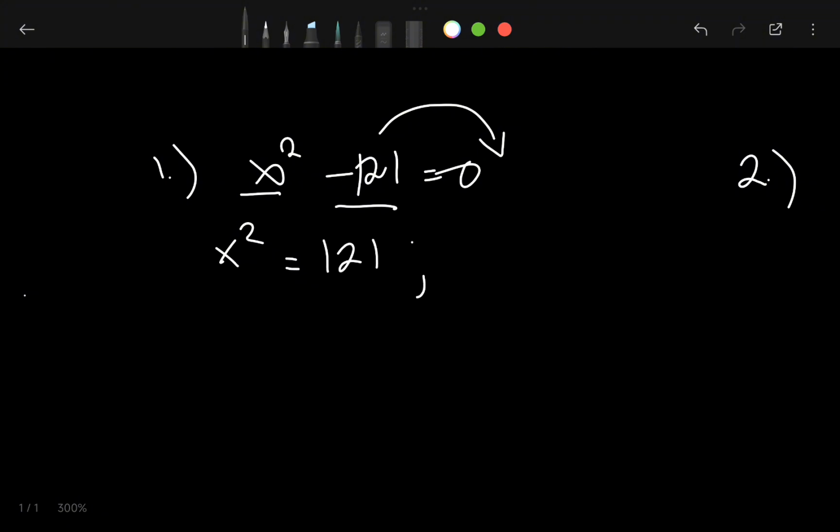Now, if it's already written in the form x squared is equal to c, the next step that we need to do is to make sure that a must be equal to 1, or the numerical coefficient of x squared, the quadratic term, must be equal to 1. As you can observe here, a is equal to 1, so therefore we can now apply the square root property.